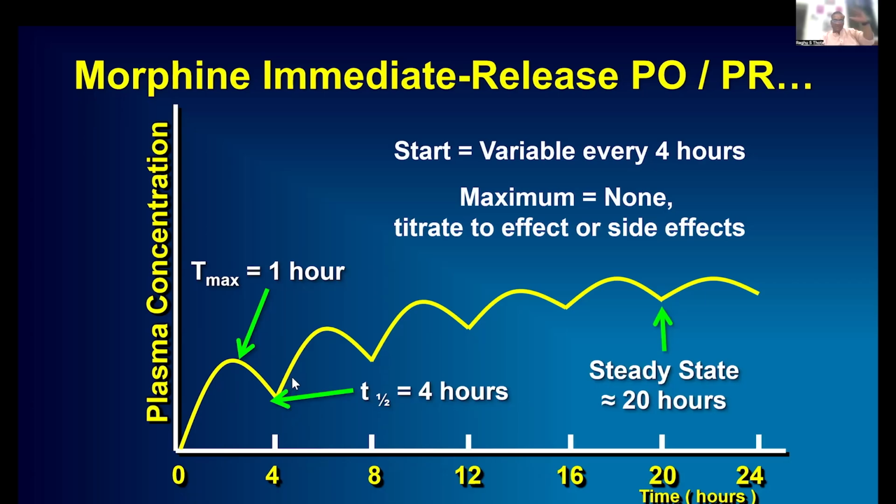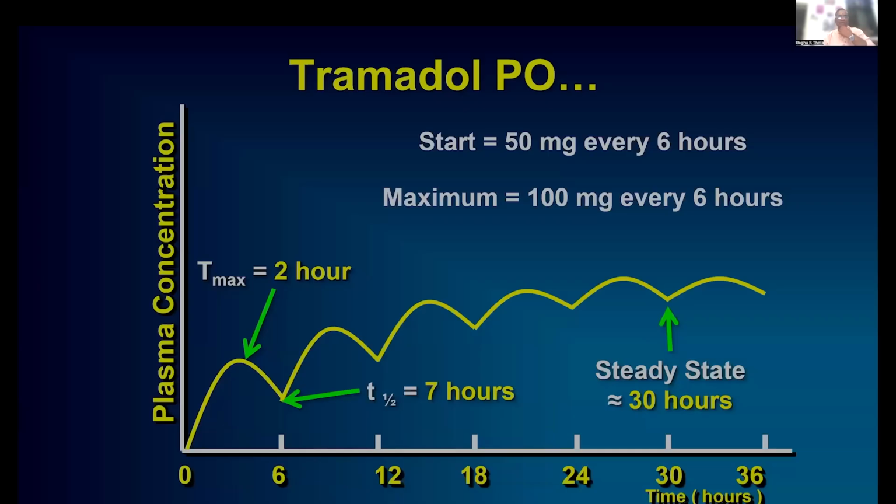So there is no maximum dose, and we can titrate this medication till you reach analgesia or till you see side effects. That is what I usually teach my students. I always tell them to keep on giving till the patient is extremely sedated, or hallucinates, or becomes nauseated. Otherwise, you give till he has good pain control, and then you convert that into oral medication. So that is how we usually do it. I'm not going into tramadol.